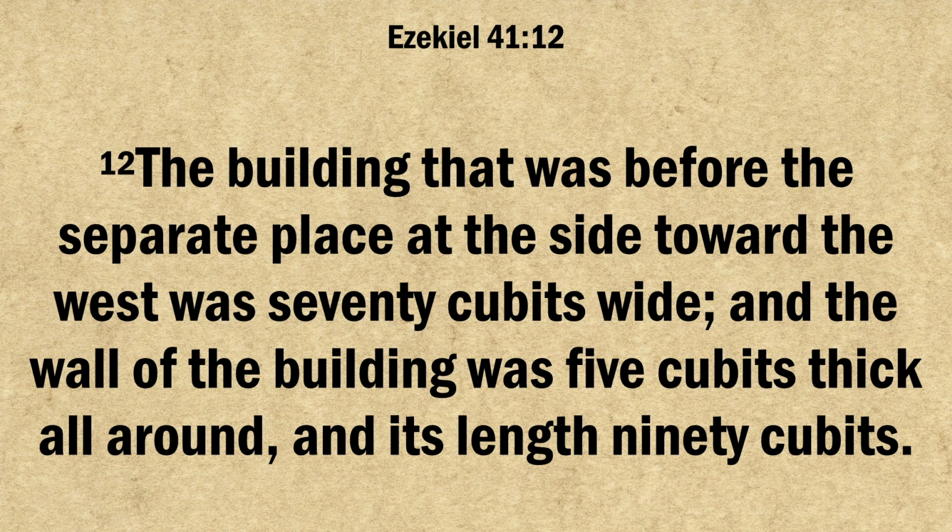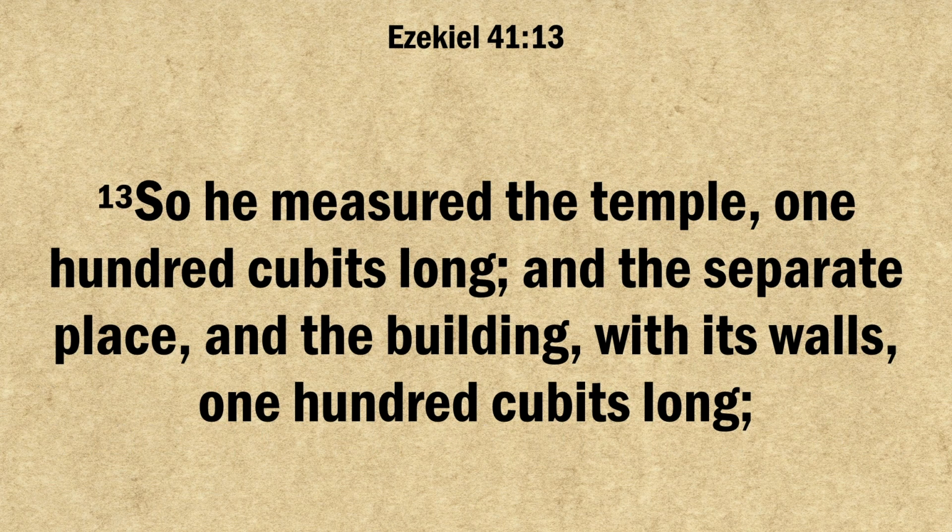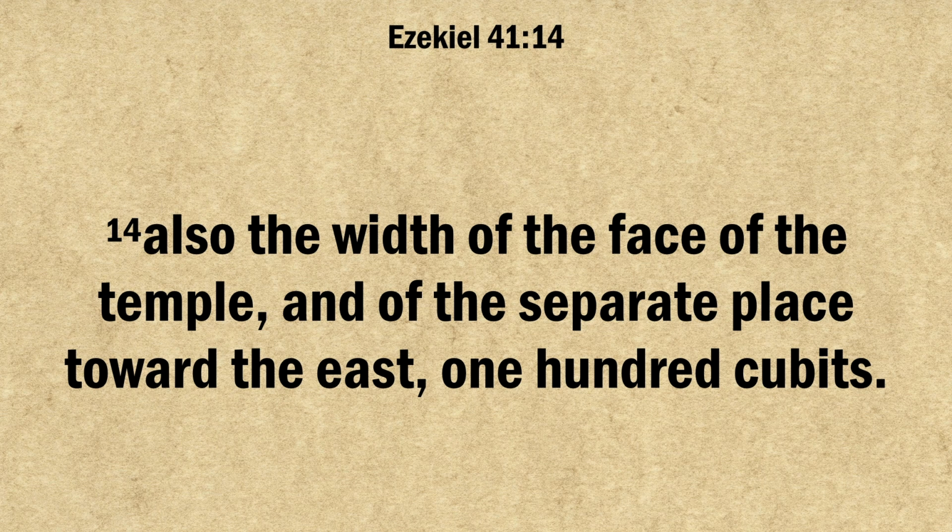The building that was before the separate place at the side toward the west was 70 cubits wide, and the wall of the building was 5 cubits thick all around, and its length 90 cubits. So he measured the temple, 100 cubits long, and the separate place, and the building, with its walls, 100 cubits long, also the width of the face of the temple, and of the separate place toward the east, 100 cubits.